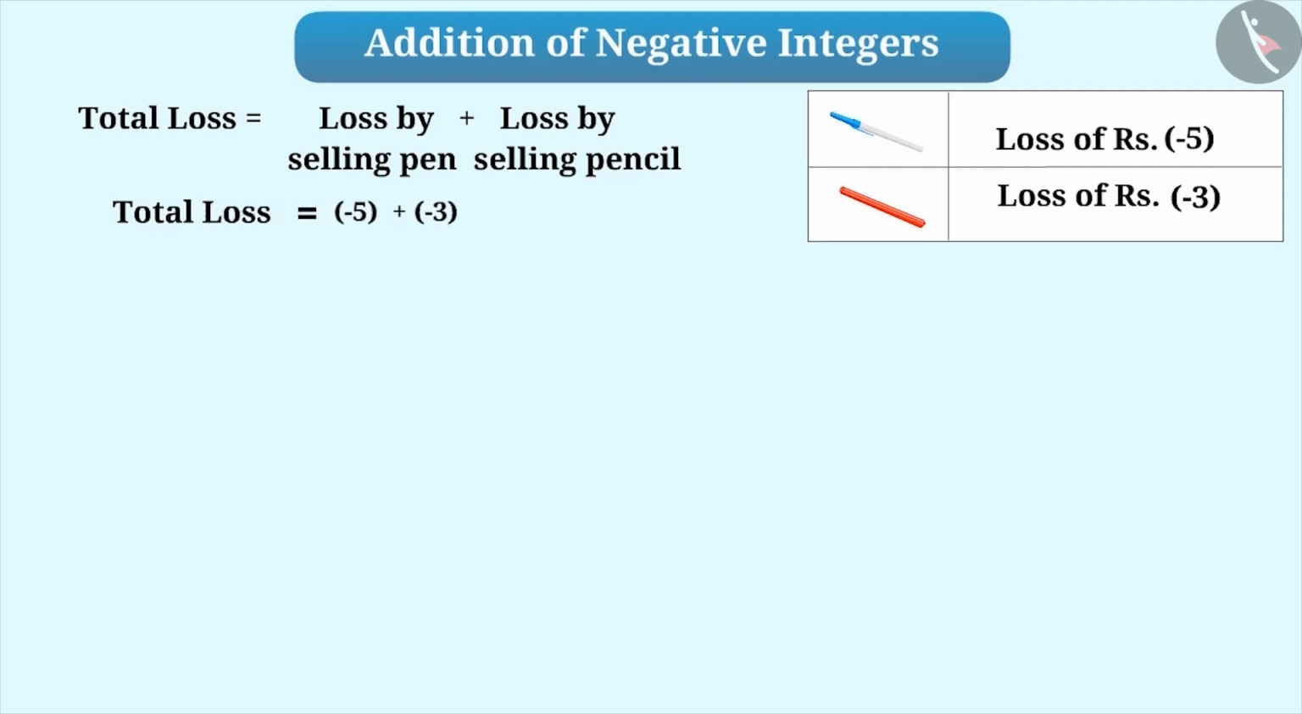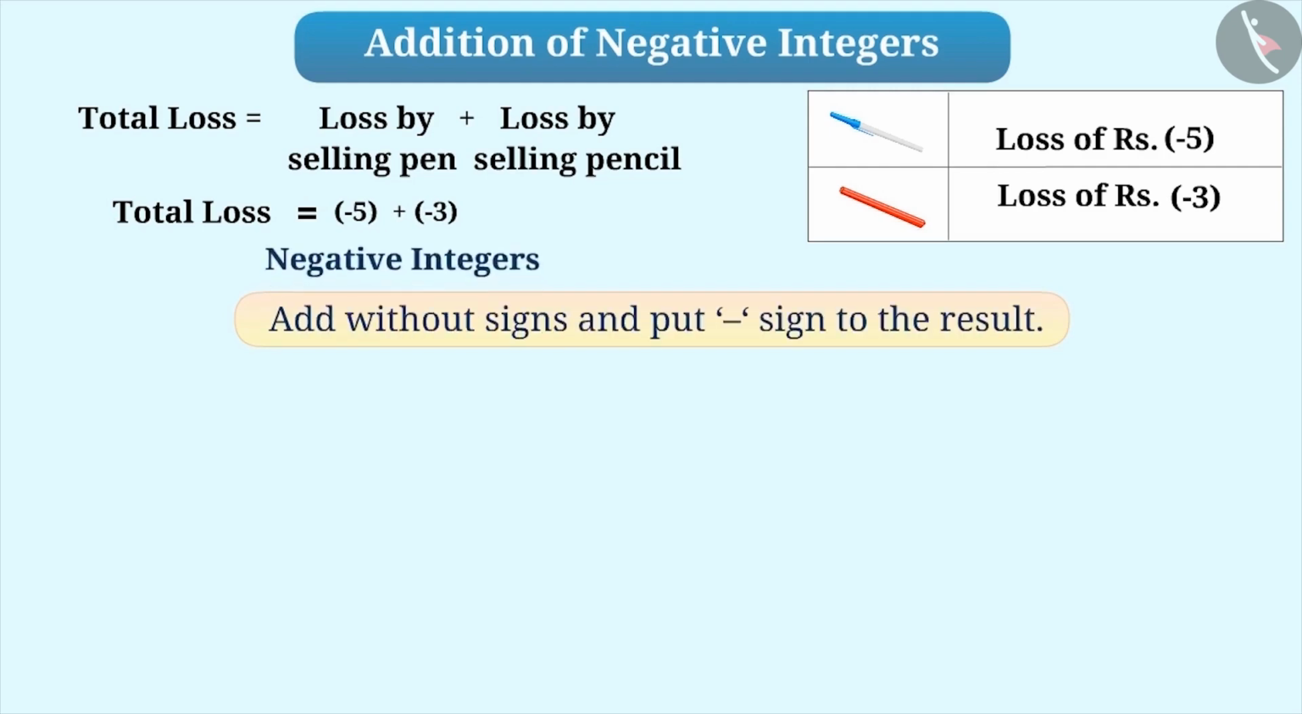As you can see here, both are negative integers. For addition of any two negative integers, we add them without signs and then prefix the result with a negative sign. Using this method, addition of minus 5 and minus 3 without signs will result in 8. Then we get the total loss, that is, the value of minus 5 plus minus 3 by prefixing a minus sign to it, that is minus 8. Here, minus sign represents loss and the number represents the value of loss. Therefore, we can say that the shopkeeper faces a total loss of rupees 8.